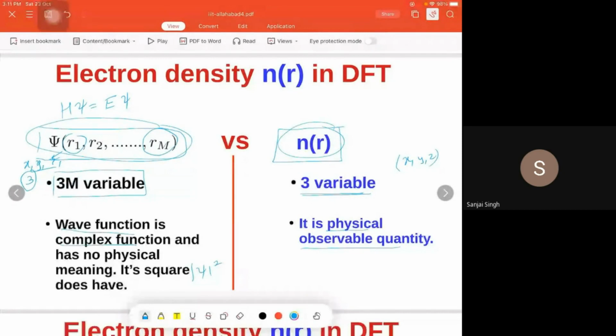Yesterday we saw that if you want to store a number like this, let's say for the iron atom with 26 electrons, you need at least that many entries, which is very difficult. Whereas here you have only three variables, so it is much easier computationally. It is easy to store.